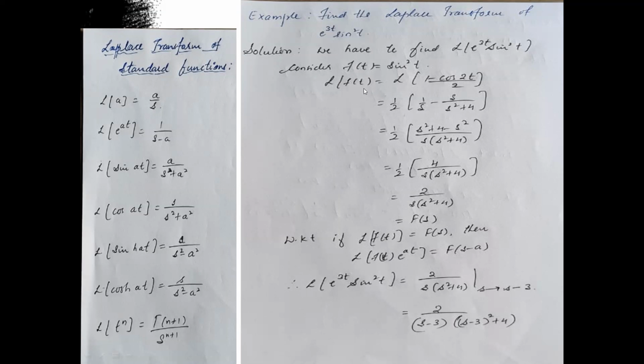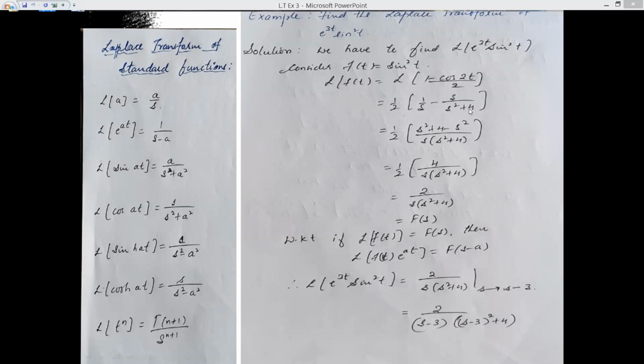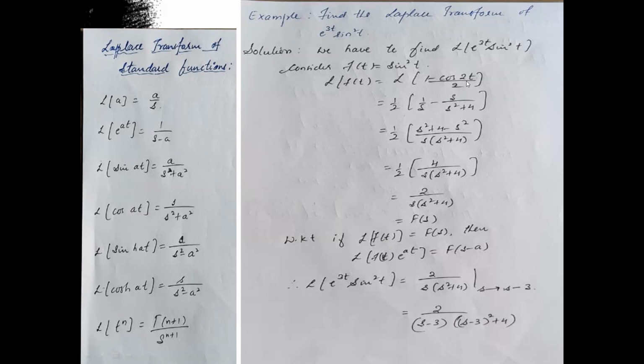Now the Laplace transform of f of t: we apply the Laplace transform on both sides. It is the Laplace transform of sine square t. But sine square t cannot be evaluated directly, so we apply the formula: it is 1 minus cos 2t divided by 2. Let us keep 1 by 2 outside. Laplace transform of 1 is 1 by s. Then minus the Laplace transform of cos 2t. Laplace transform of cos at is s upon s square plus a square, so we have s upon s square plus 2 square, because a is 2.